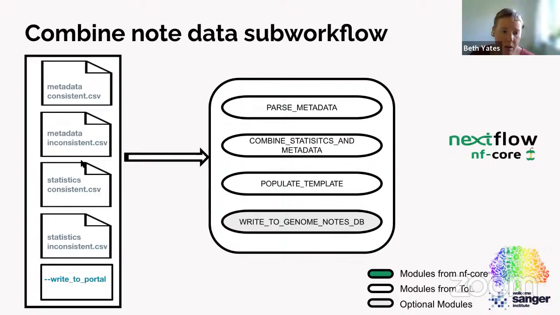We have 2 files where we have consistent parameters, and then 2 where they differ, and we'll run some steps that will pull that information together and say, okay, this information that came from the statistics workflow is the same as the information that came from the metadata sub-workflow, and we'll use that to run the populate template step. And that's what generates the final document for you. We also have an optional module that will write the parameters to a database that is, again, internal Tree of Life use. I'll talk more about that at the end of the session.